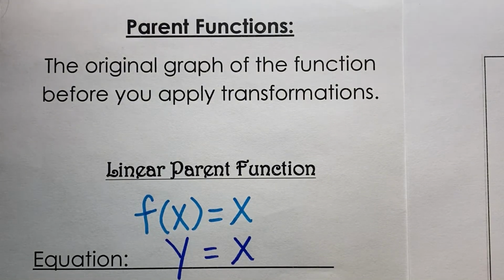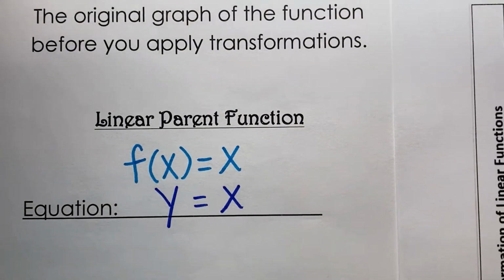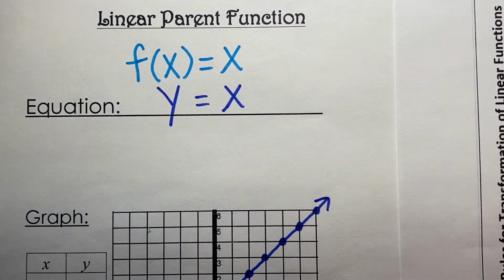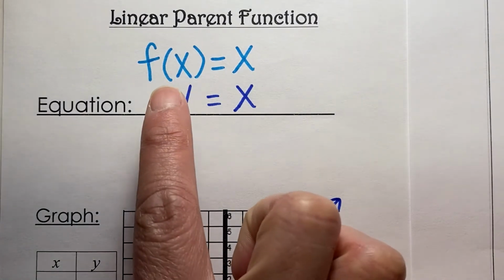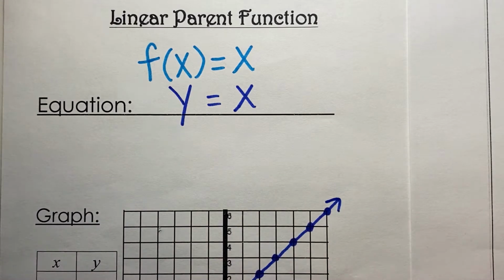In this video, you're going to look at transformations. We're going to talk about two types of transformations in the linear parent function. The parent function is the original graph of the function before you apply transformations. Our linear parent function for linear equations is going to be f(x) = x. And remember that f(x) is function notation for y = x. They are the same exact equation.